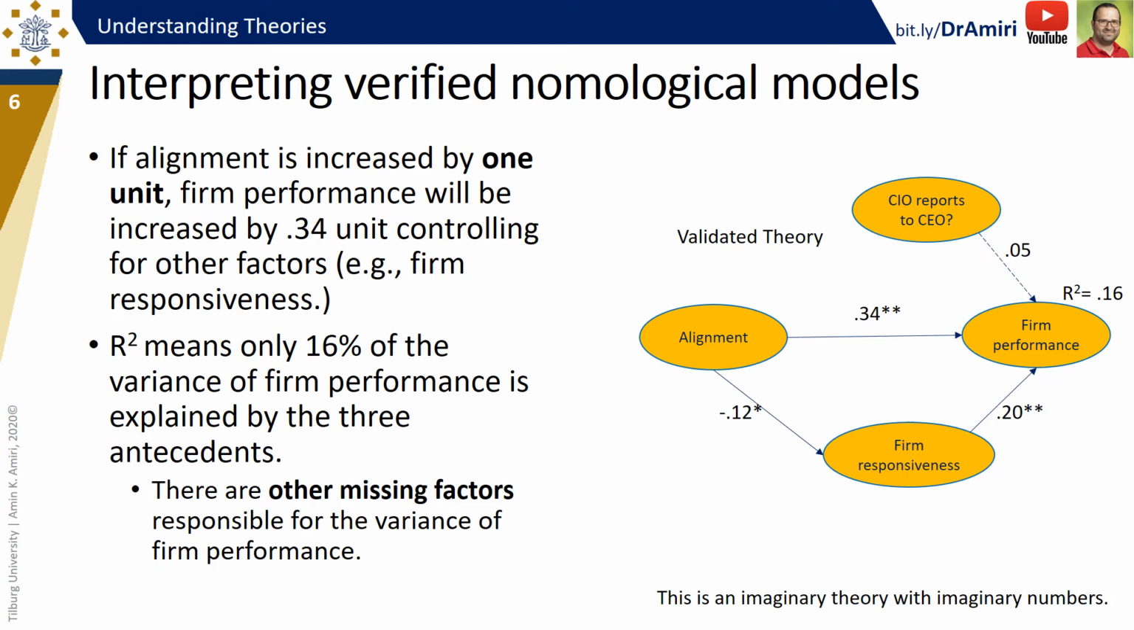R squared means, for example here, only 16% of the variance of performance is explained by the three antecedents that you see here. That means around 84% of firm performance is not explained by the variables that you see in the picture, and other researchers have to go and figure out those antecedents.